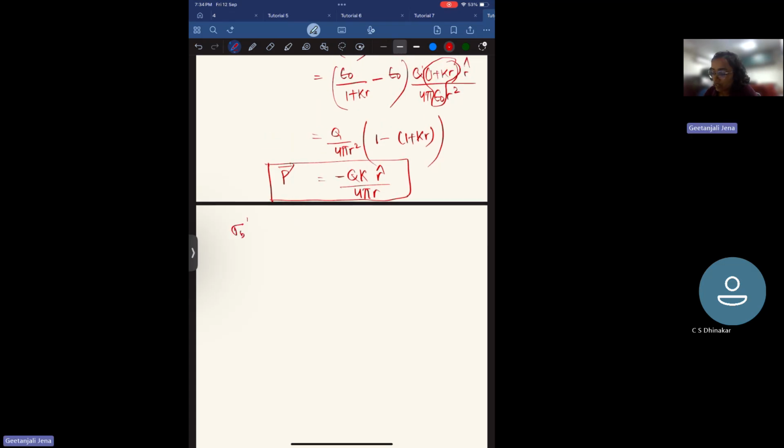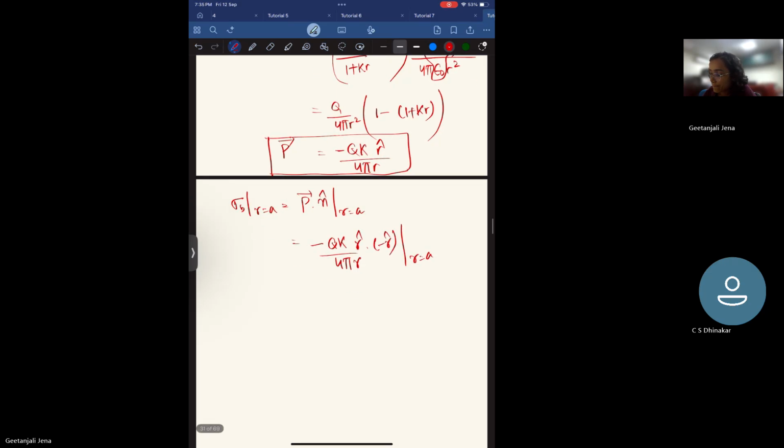So sigma B for the inner surface should be P dot n-hat at R equal to A, which is minus Qk by 4 pi R vector, minus R vector, R equal to A. So this is Qk by 4 pi.